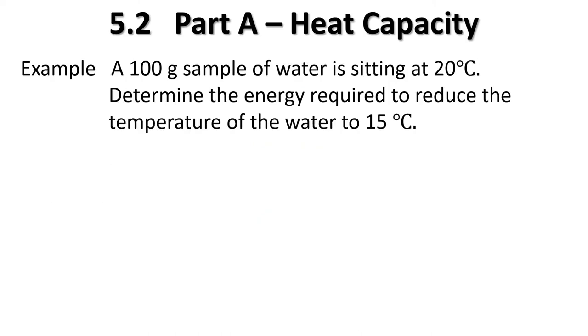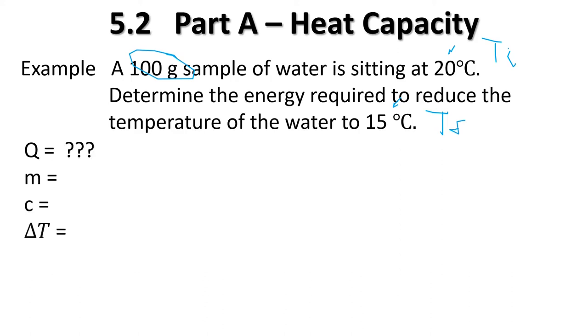So we have a 100 gram sample of water sitting at 20 degrees Celsius. Determine the energy required to reduce the temperature of the water to 15. So we have a mass here, and we have two temperatures. It's initially sitting here, so that's our T initial. Its final temperature is 15 degrees Celsius. So let's go ahead and plug in our numbers.